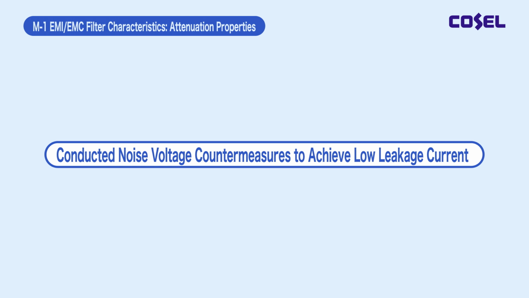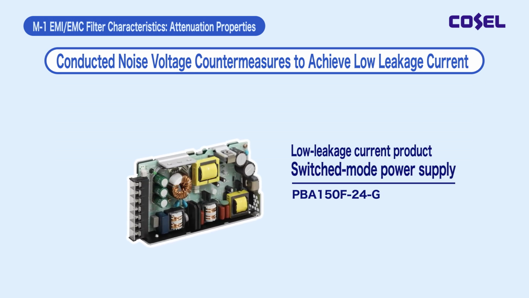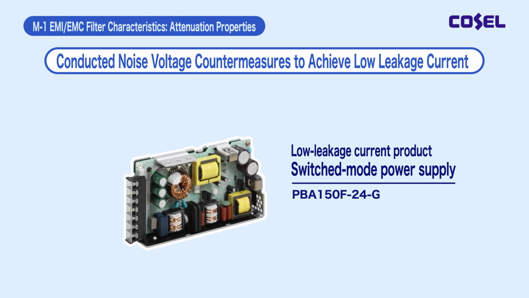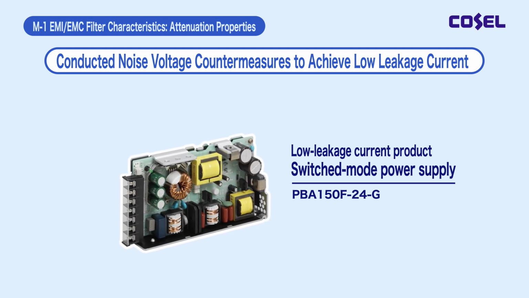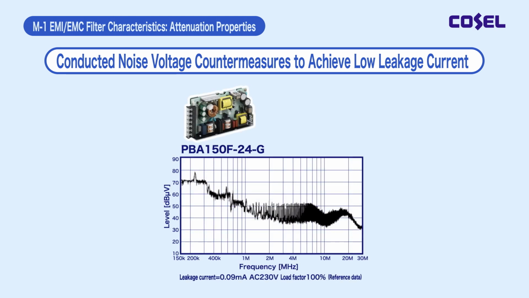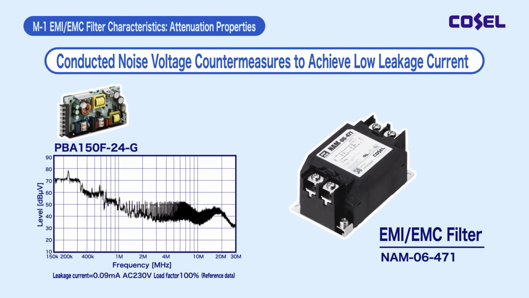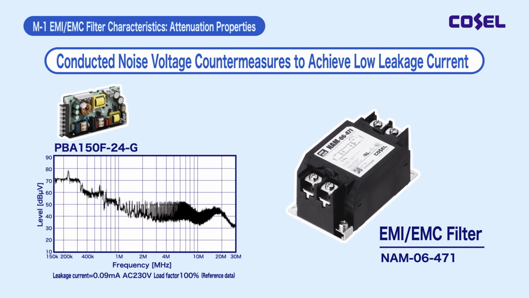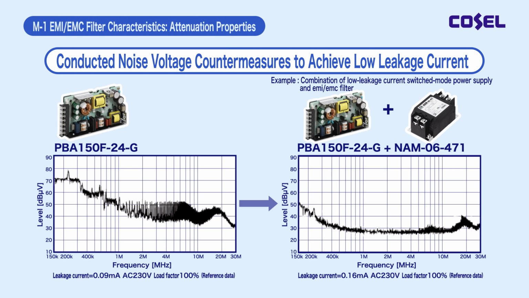Lastly, let's look at an example of conducted noise voltage countermeasures that achieve low leakage current. If the noise source is a switch mode power supply, select a low leakage current product as the switch mode power supply. Although a switch mode power supply with low leakage current increases conducted noise voltage, this noise can be counteracted by adjusting the leakage current to the optimum level for the device with an EMI/EMC filter. By selecting the capacitors to be installed in the EMI/EMC filter, both low leakage current and noise suppression can be achieved in the entire system.